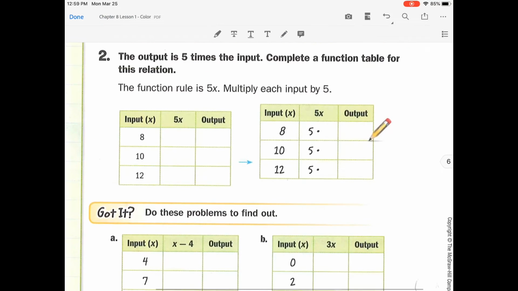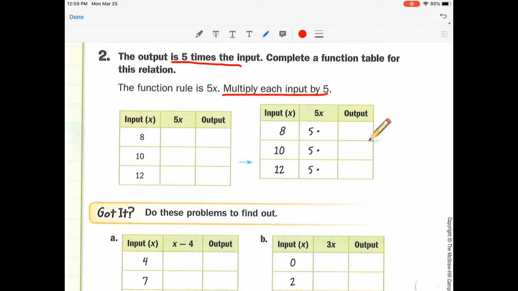Let's take a look at what this looks like down below. Okay, the output is 5 times the input. Complete the function table. So the rule is multiply each by 5. So here, I'm going to come over to this function table, and I'm going to replace my x with 8. Because I'm taking 5 times 8, so 5 times 8 is 40.